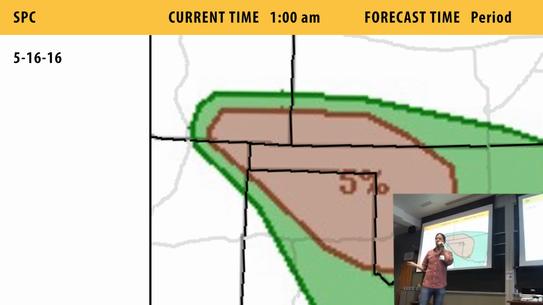So we'll give the HRRR a B plus if we're going to be not so cool. A minus if you're cool.